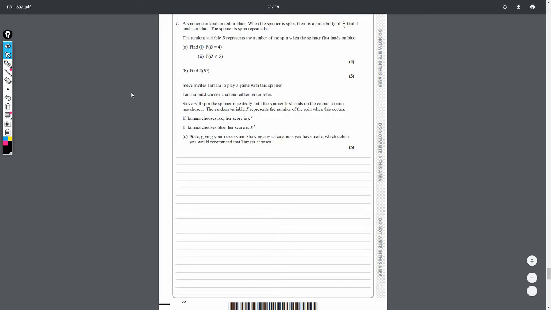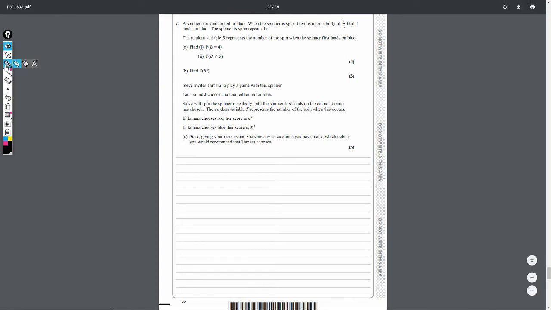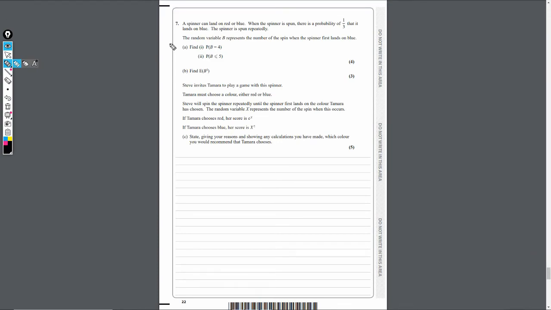And finally, moving on to question 7 here, we have a question on the geometric distribution. So for this question here, for part A, we're just asked to find 2 probabilities. So what we've got here in this question is a spinner, which can land on either red or blue. When it's spun, the probability is a third of it landing on blue. So what that means straight away is we can write down the probability of red will be 2/3. So the probability of R is 2 over 3, if the probability of blue is 1 over 3.